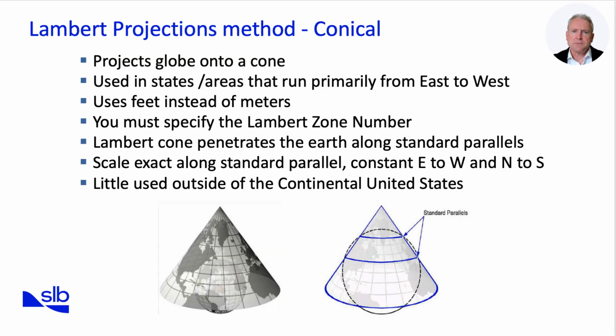Lambert conformal conic projection is another approach, particularly effective for regions that stretch predominantly east-west. Imagine wrapping a cone around Earth, intersecting along standard parallels, and then unrolling it into a flat map. Along these parallels, scale is exact, while distortions increase further away. This makes the Lambert projection especially useful in mapping the continental United States, where east-west dimensions dominate.